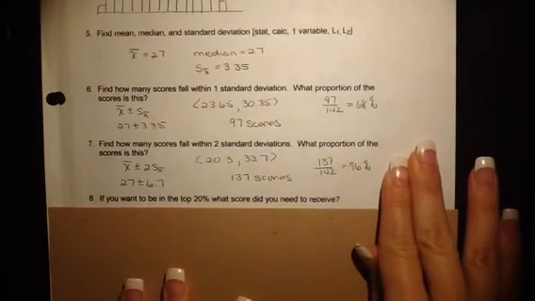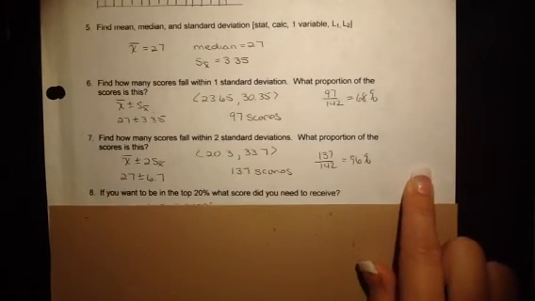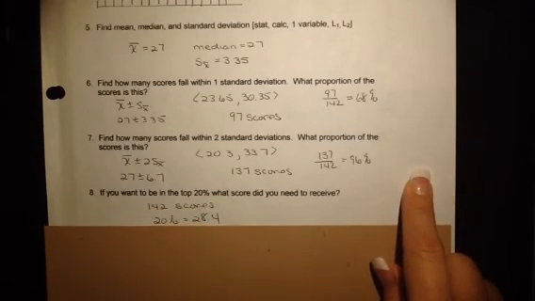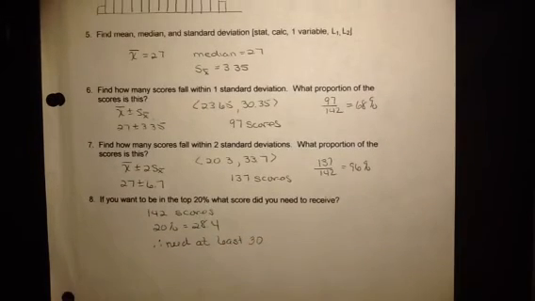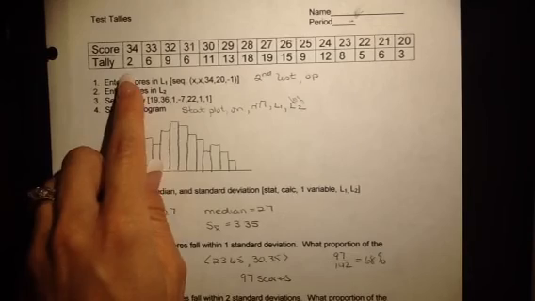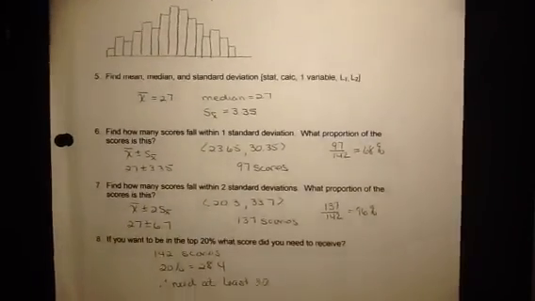And then finally, if you want to be in the top 20%, what score did you need to receive? Top 20%, we have 142 scores. So 20% of 142 would be 28.4. Then moving down from the top until we get 28.4, we would need at least a 30. So if I move you up here, moving down from the top, if we needed the 28.4 scores, just adding up how many tallies gets us there, it tells us we need at least 30.